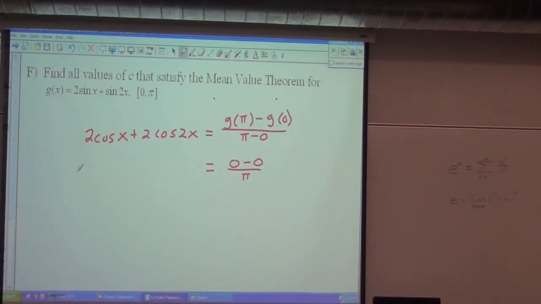And see over here I've got 2 cosine of x plus 2 cosine of 2x. How are we going to deal with this cosine of 2x? Double angle identity? Anybody remember the double angle identity for cosine of 2x? Cosine squared minus sine squared.